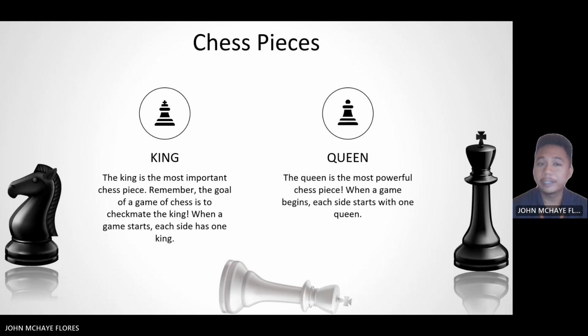So, here are the chess pieces. The first one is the king. The king is the most important chess piece. Remember, the goal of a game of chess is to checkmate the king. When a game starts, each side has 1 king. The next one, the queen is the most powerful chess piece. When a game begins, each side starts with 1 queen.